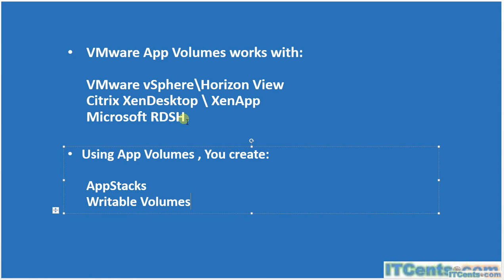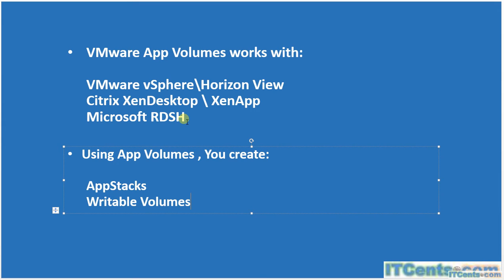When you use App Volumes, you create app stacks, which are read-only containers that contain the applications that you install. App stacks are nothing but a VMDK, which contains all the applications that you install, but they are read-only. That means if a user installs any other application by himself in addition to those assigned in the app stack, that application will not be written to that app stack VMDK. It will be written somewhere else.